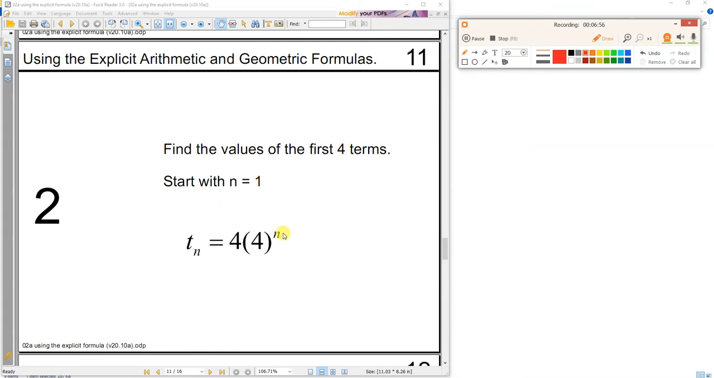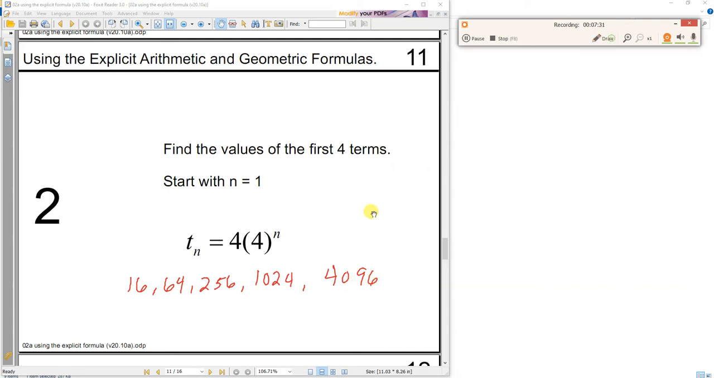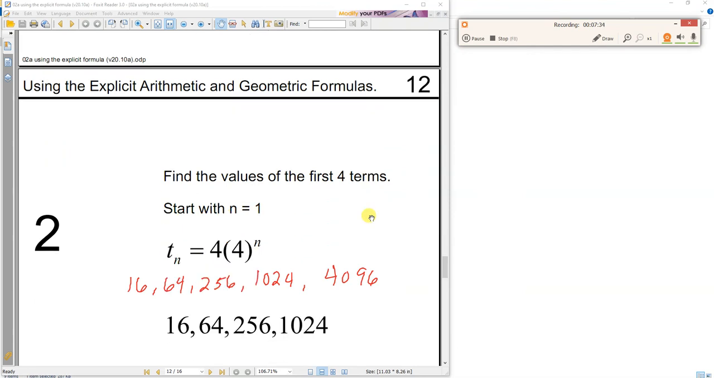Okay, this one. So we'll plug in a 1. 4 to the first is 4 times 4 is 16. Let's plug in a 2. 4 squared is 16 times 4 is 64. Let's plug in a 3. 4 to the third power is 64. 64 times 4 is 256. Now, really, at this point, I don't have to use the function anymore. I just have to keep multiplying it by 4. Times 4, times 4, times 4. 16, 64, 256, 1024.